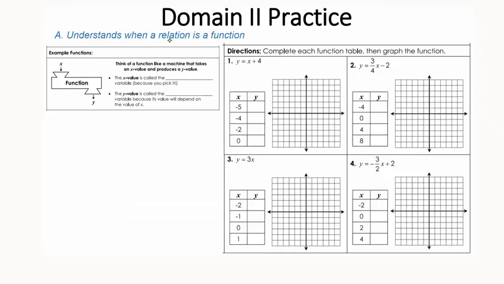That's a function. More than one, it's not a function. All right, here we go. This is my input, X. This is my output, Y. That's my output. So the X value is called domain.